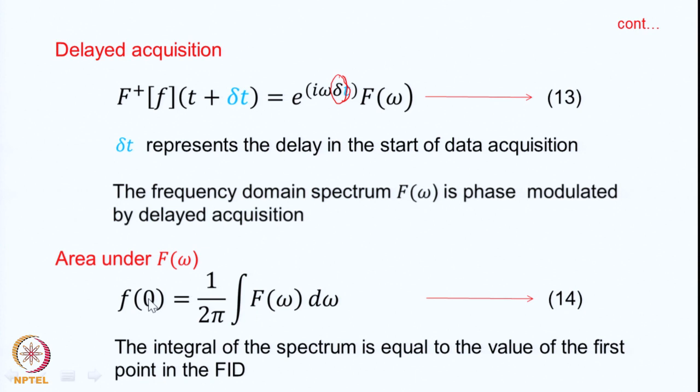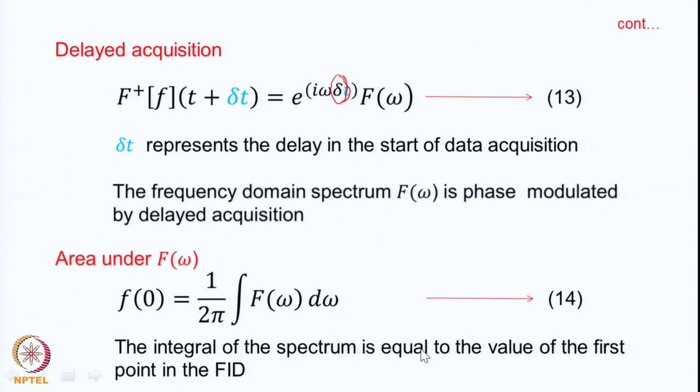Now from the definition of the Fourier transform, we also realize that f of 0, that is if time t is equal to 0, what we get here is 1 by 2 pi, the definition was the integral from minus infinity to infinity of f of omega e to the i omega t d omega. So if t is equal to 0, the e to the i omega t term vanishes, and I have this integral of f of omega d omega. What does this integral mean? This integral means this is the total area under the curve. This is the total area under the spectrum.